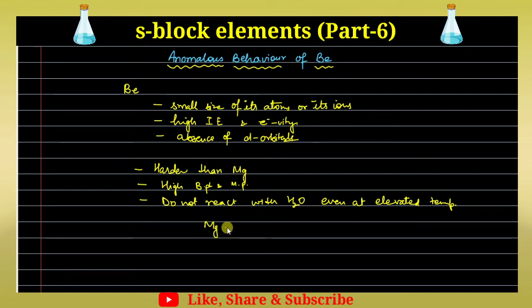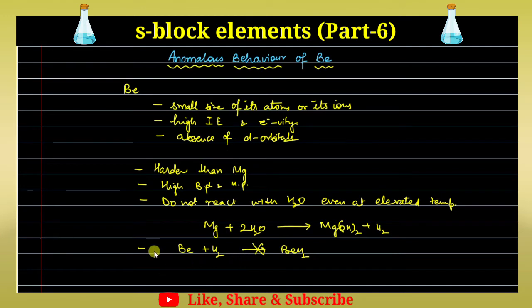Like magnesium, when it reacts with the hot water or the boiling water, it forms the magnesium hydroxide, but this type of reaction is not shown by the beryllium. इसके बाद beryllium जो है that does not combine directly with hydrogen to form the beryllium hydride. So this type of reaction is not observed in case of beryllium, whereas the magnesium does this type of reaction.